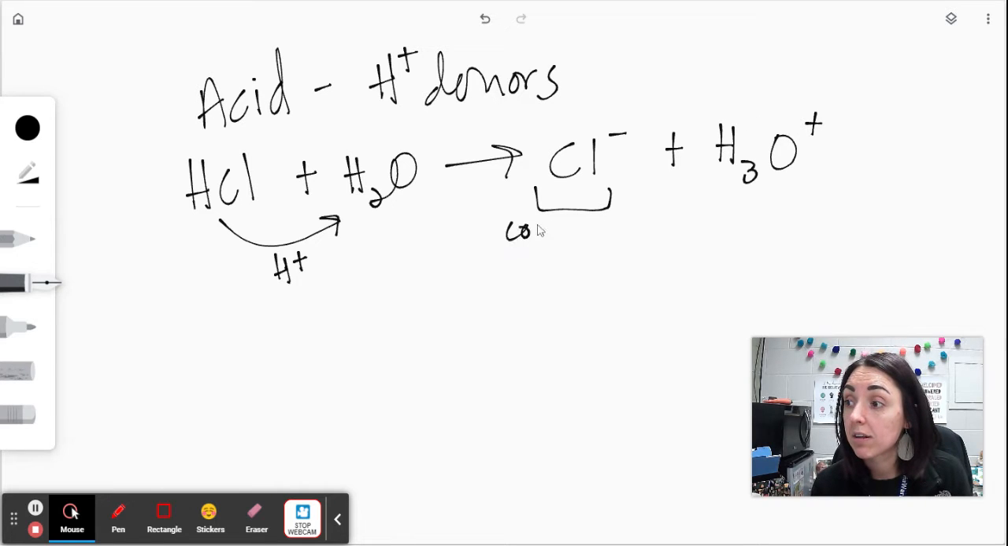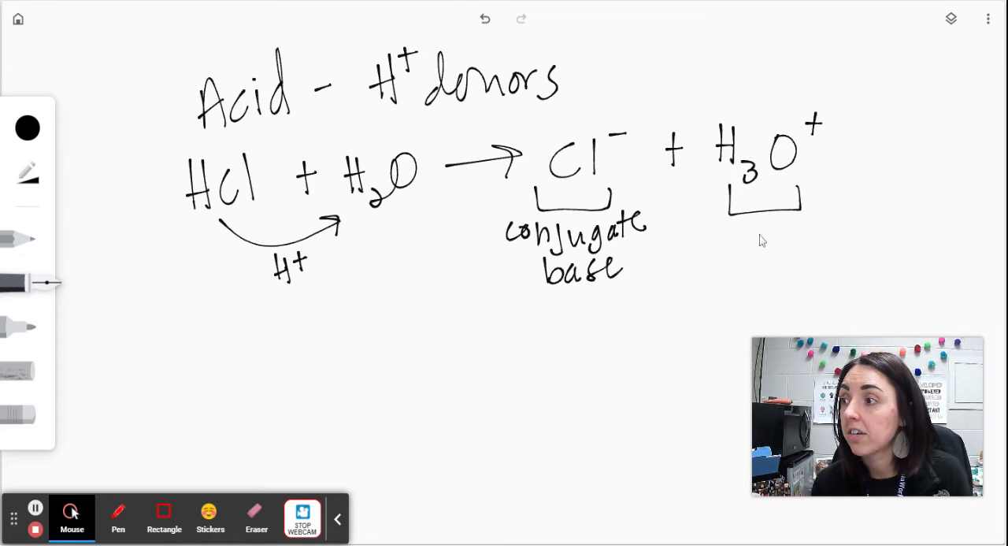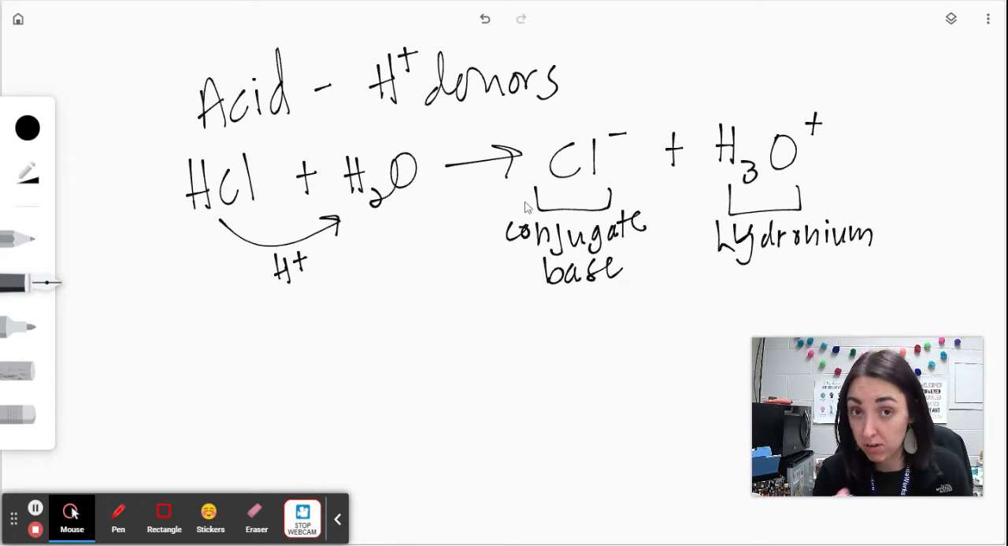Remember that this is called the conjugate base. And this ion here is called hydronium. So when we add an acid to water, it donates a proton and produces the conjugate base and hydronium. So bases do the opposite.